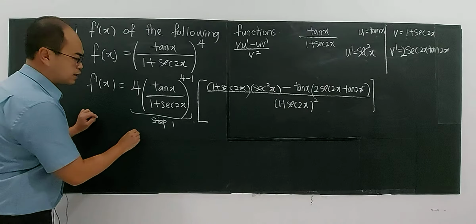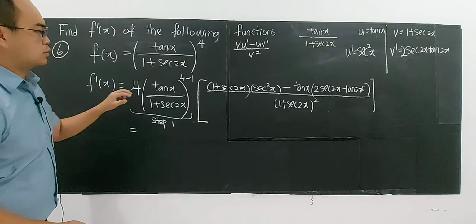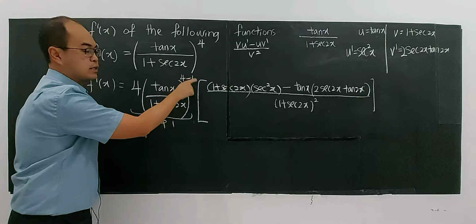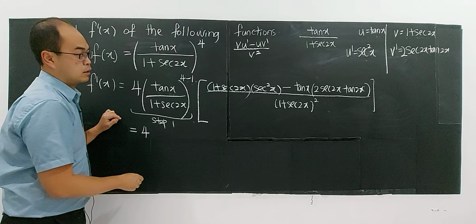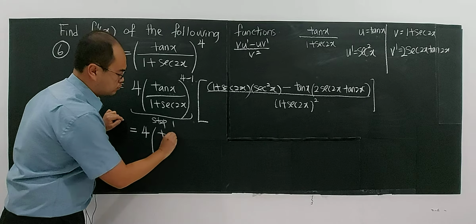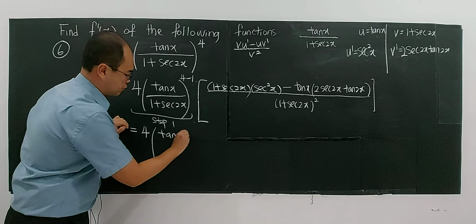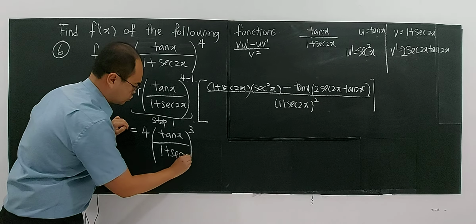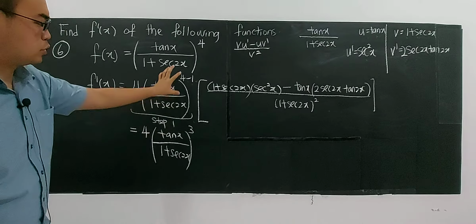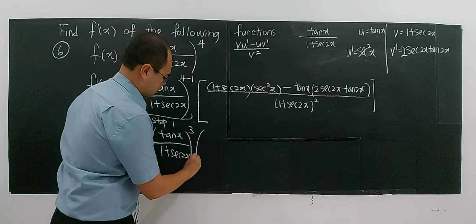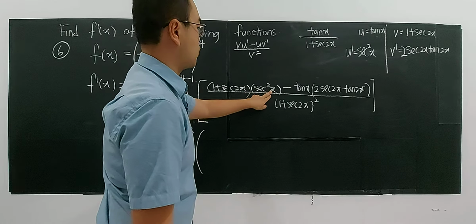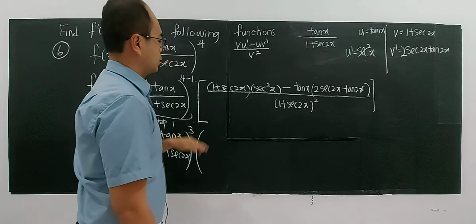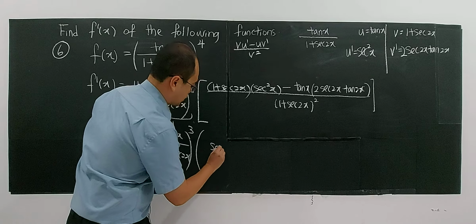Okay, we can simplify. I have 4 here and you have tangent x, 4 minus 1 is power of 3. So tangent x, everything to the power of 3, divided by 1 plus secant 2x, everything to the power of 3. So let's deal with this. We have secant square x and 1, right? So we have secant square.